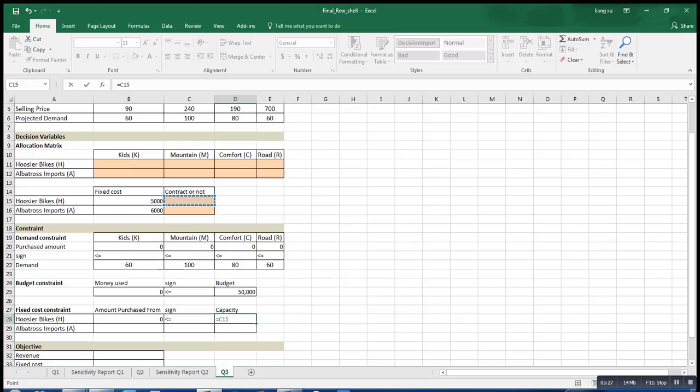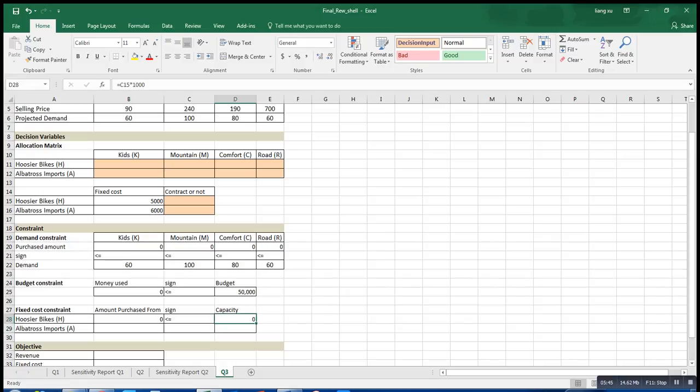Because if you buy from them, this value equals 1, but you can't write this constraint as less than or equal to 1, because that means you can only buy 1 unit from them. So the usual practice is to multiply by a very big number, say 1000. You can try different numbers, but the solution may be the same.